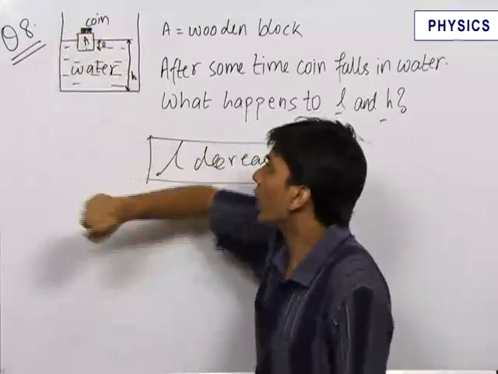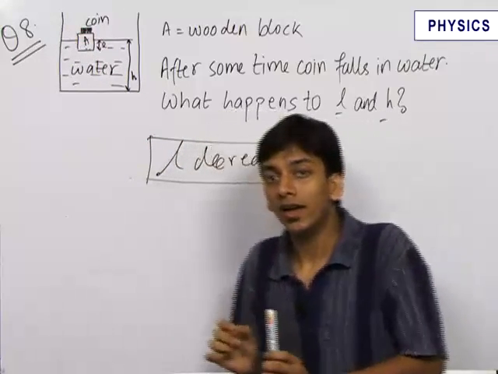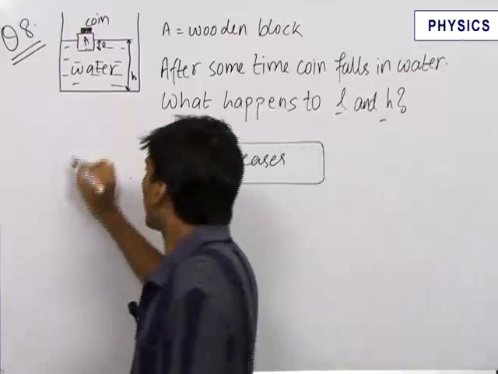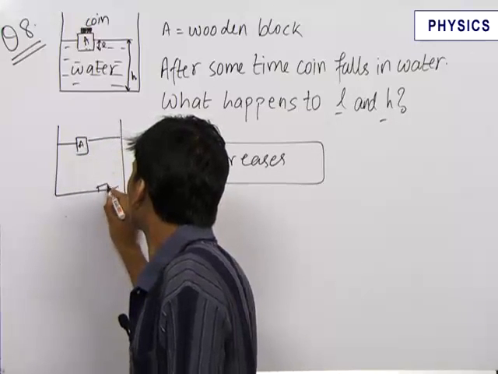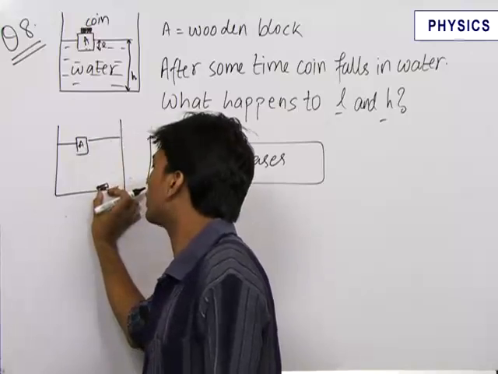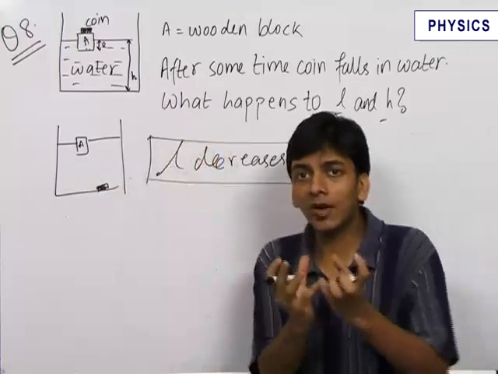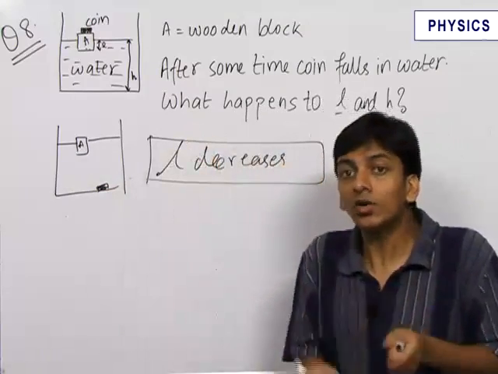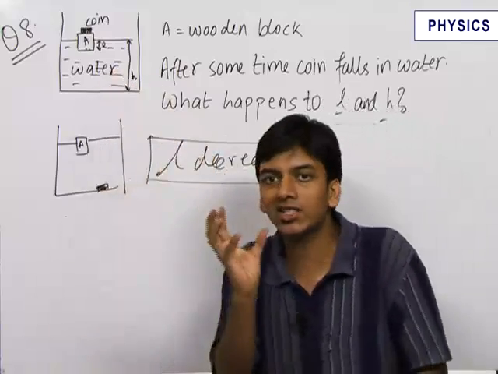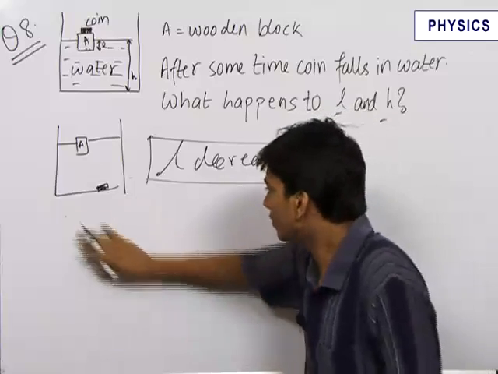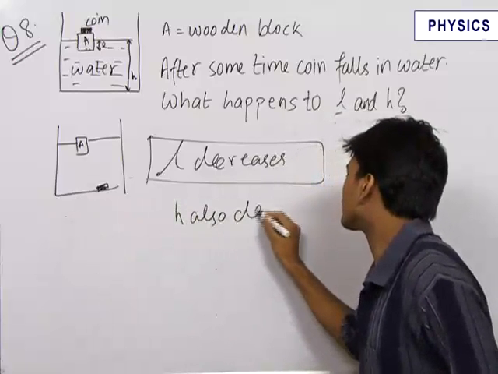Now when the coin falls in the water, it displaces a volume of water equal to its own volume. Initially it was displacing a volume of water whose weight was equal to its own weight. Since the density of water is less than the density of the coin, initially it was displacing a larger volume of water. Therefore, the value of H also decreases.